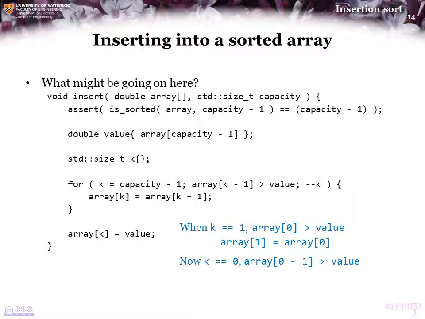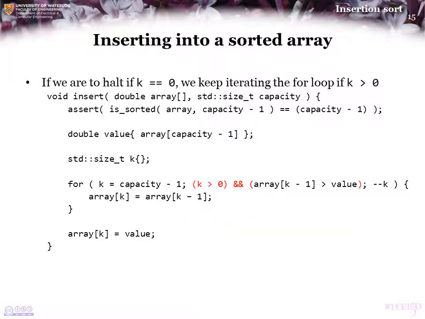What is the test? The test is array entry 0 minus 1, or array entry -1, greater than value? Now wait a second. 0 minus 1. You'll recall that the array entries are unsigned, and therefore array entry -1 will actually be array entry the largest possible value that can be stored in an unsigned size_t variable. This is a problem. Thus, we should stop looping if k is equal to 0.